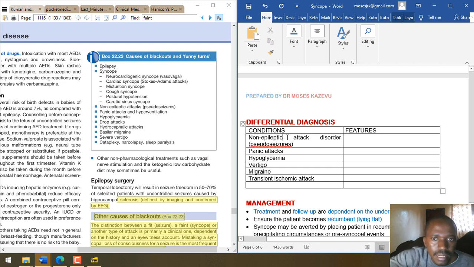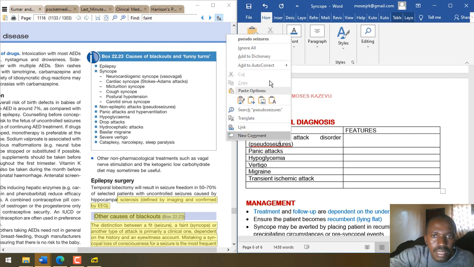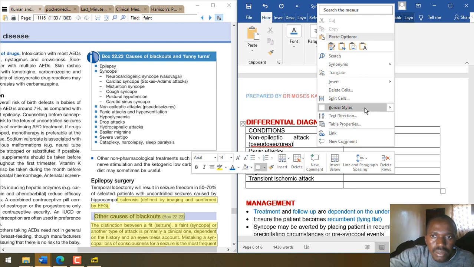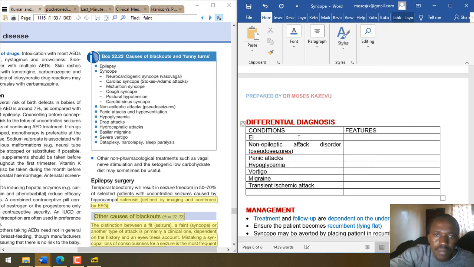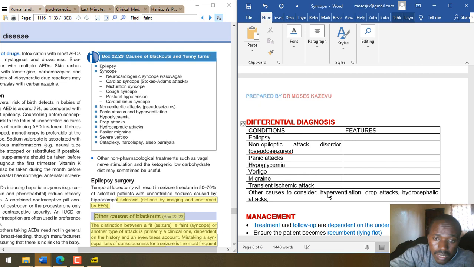Okay, so we have non-epileptic attacks. So we can even add here epilepsy. So let's add epilepsy. Insert above, we can say epilepsy. Over there, okay, panic attacks, hyperventilation. So here, other causes to consider. So panic attacks was already there, hyperventilation, drop attacks, hydrocephalic attacks, which I talked about, basilar migraines, severe vertigo, cataplexy, narcolepsy, and sleep paralysis.